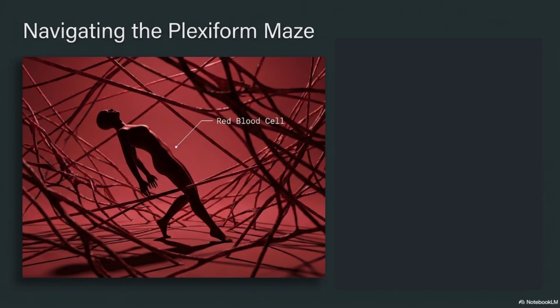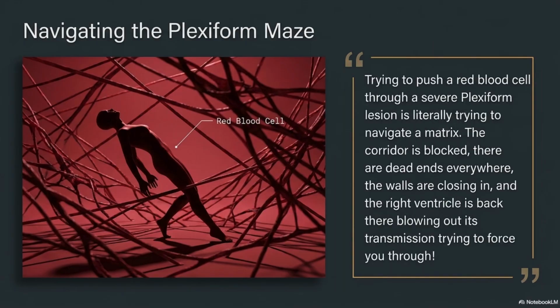To truly understand the hemodynamics here, imagine navigating the plexiform maze from the perspective of an RBC. Trying to push an RBC through a severe plexiform lesion is literally trying to navigate a matrix. The corridor is blocked, there are dead ends everywhere, the walls are closing in, and the right ventricle is back there blowing out its transmission trying to force you through.